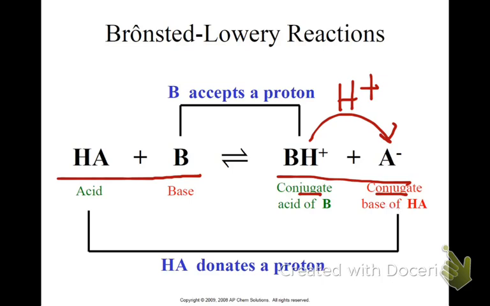How do you know where the conjugate is? It's on the product side. The reactants are just the straight acid and base, and the conjugates are on the products.